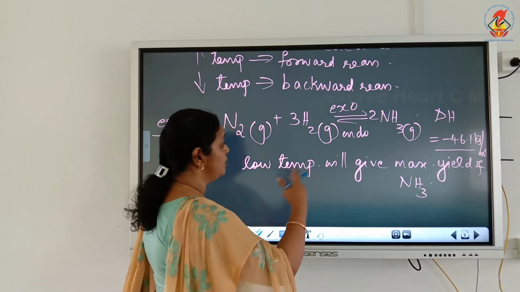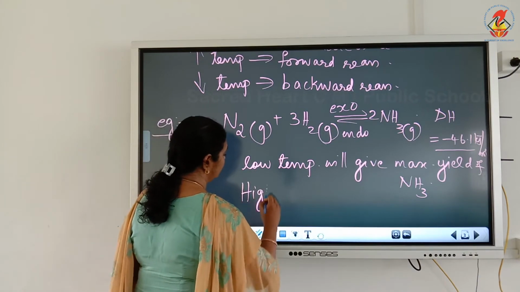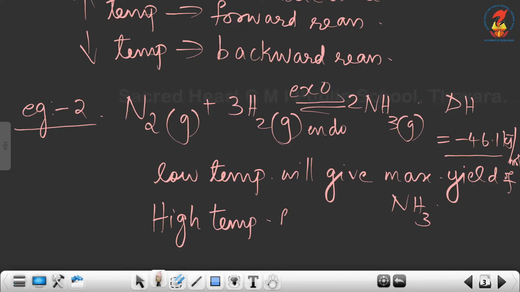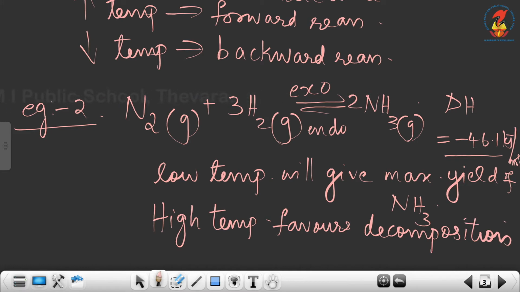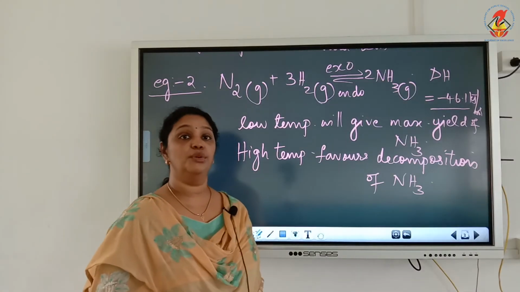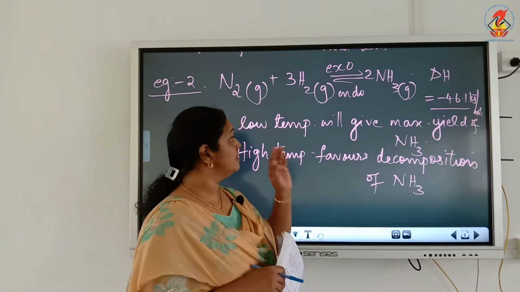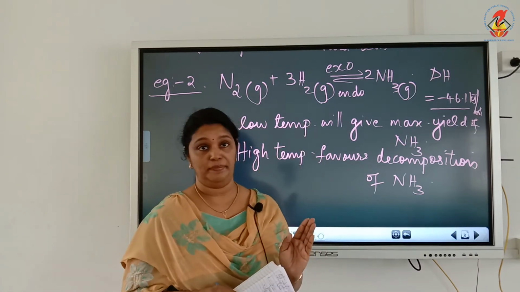So low temperature will give maximum yield of ammonia, and high temperature favors decomposition of ammonia, because the backward reaction is endothermic and it takes place at high temperature. Now this reaction is at equilibrium.